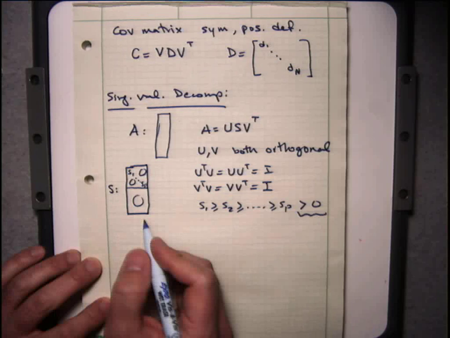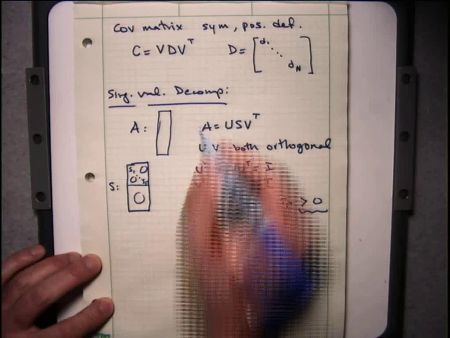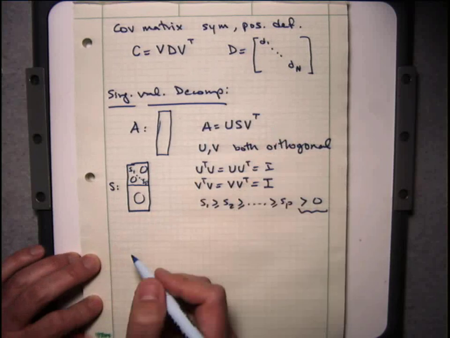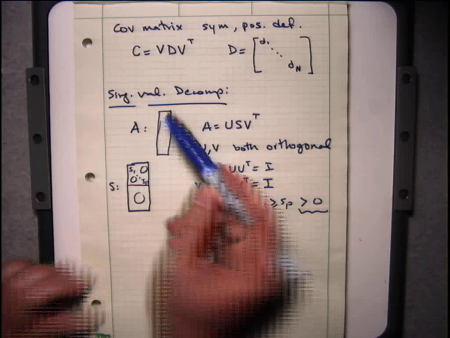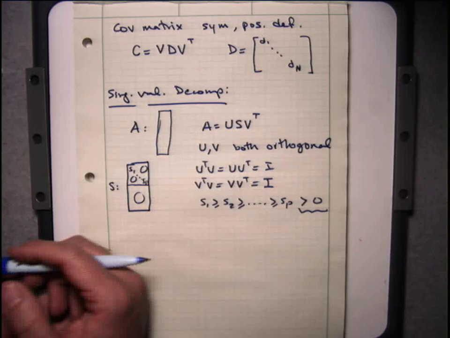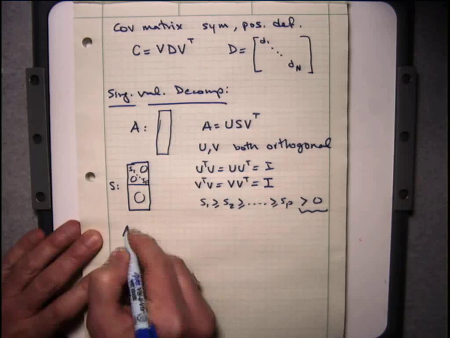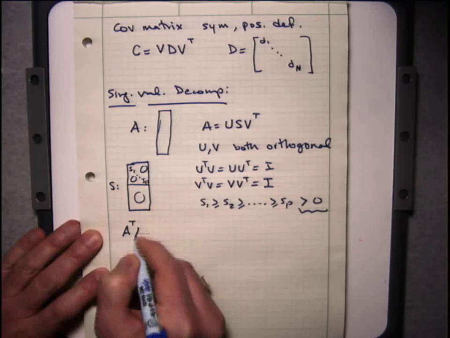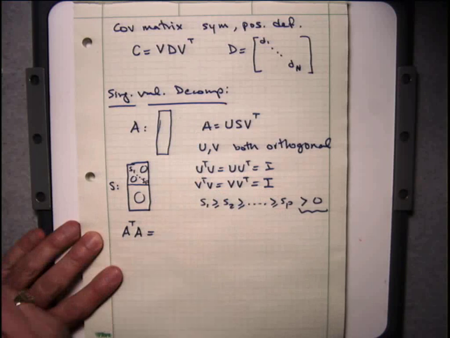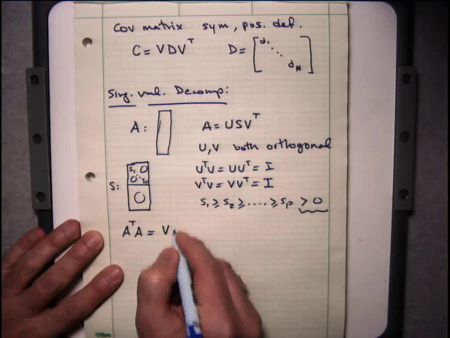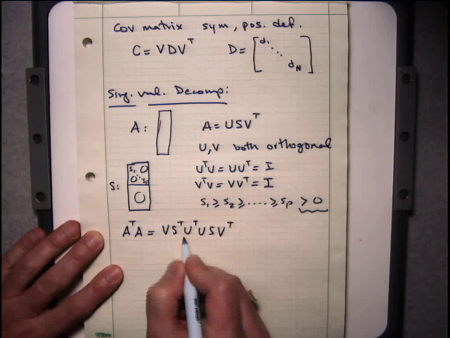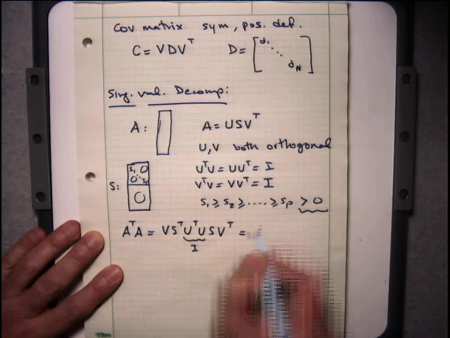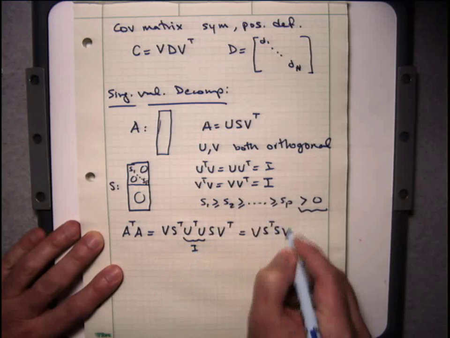Now, what if you start with a matrix A with the singular value decomposition, and you want to see how this is related to the eigendecomposition? Well, since A is not square, it strictly speaking does not have an eigendecomposition. However, you can do things like A transpose A. So A transpose A is V S transpose U transpose U S V transpose. This is identity, so this becomes V S transpose S V transpose.